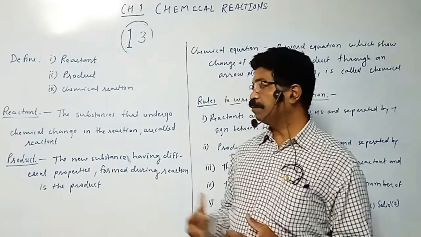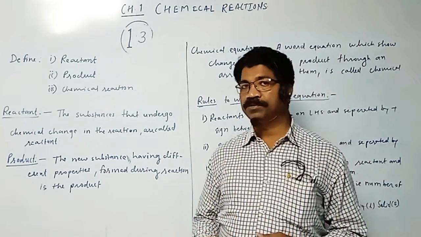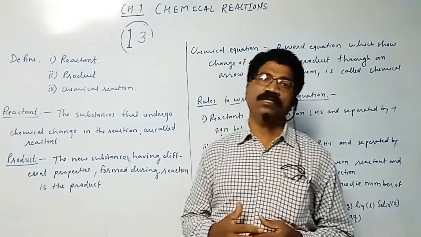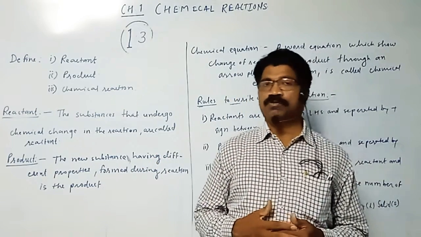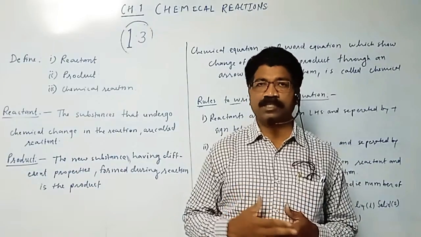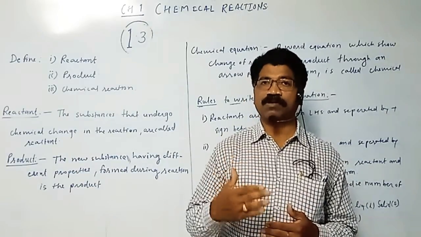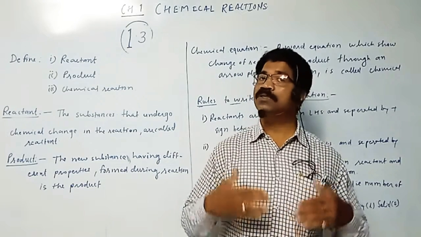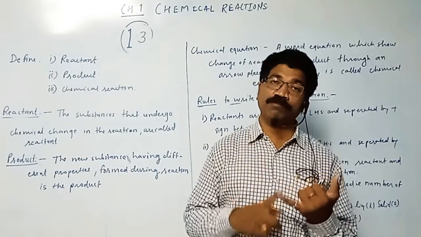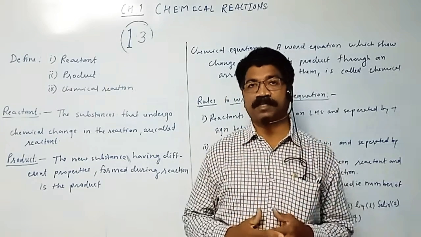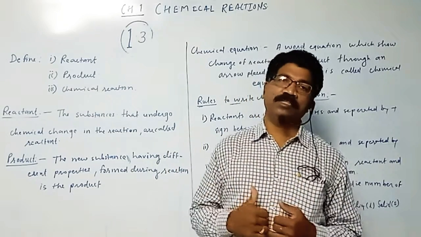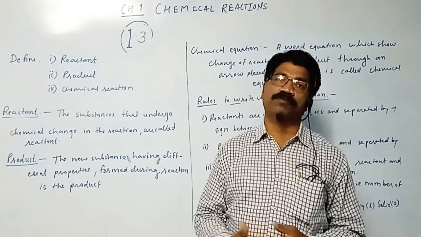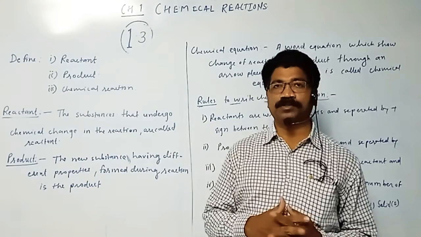Then what about product? The new substances produced, having different properties, are called products. So what are the products of respiration? Products are carbon dioxide, water vapor and adenosine triphosphate molecules. These are altogether new substances having different physical and chemical properties. So these substances we call products. So first reactants, then products are produced.